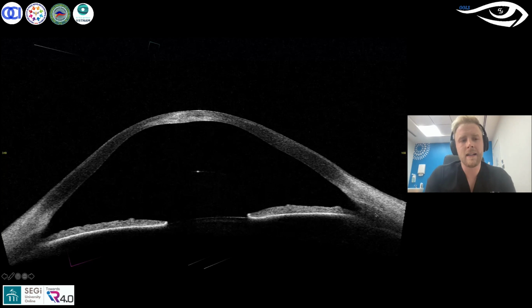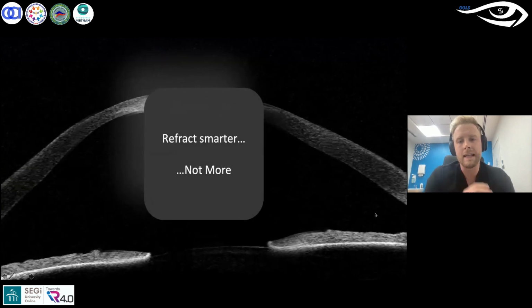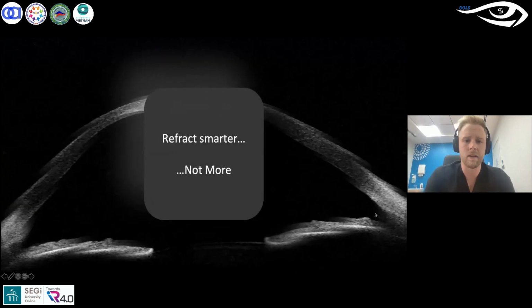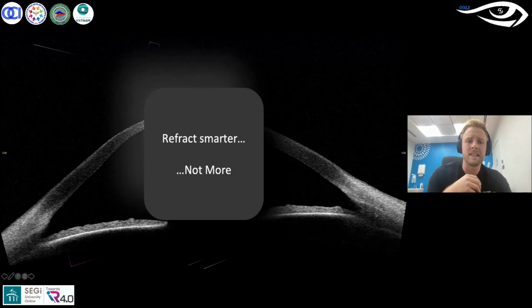And refracting a keratoconic patient doesn't need to take a long time. That's the other thing. So what I want you to get from this is refract smarter, okay? So really think about what you're doing with these patients instead of just trying to chase your tail with spherical adjustments or big jumps in cylinder. There are techniques to this.